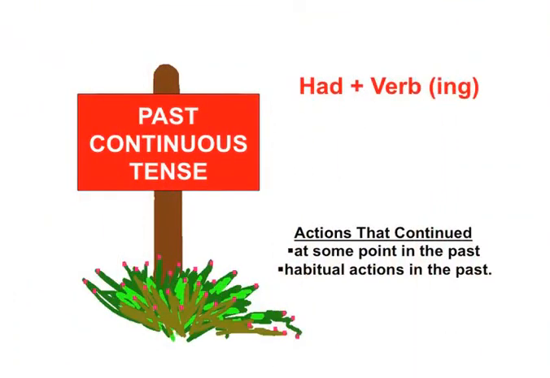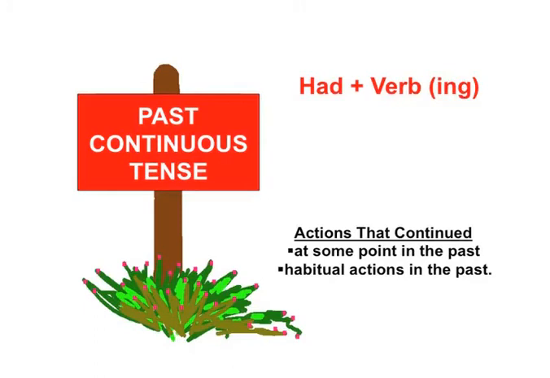What does the word continuous mean? Ongoing action. Now, the past continuous tense is used for actions that continued at some point in the past. Now, because these actions continue, they are called continuous. But since we are talking of the past tense, they continued in the past. They are not going on right now.